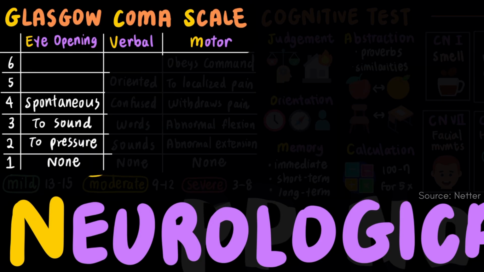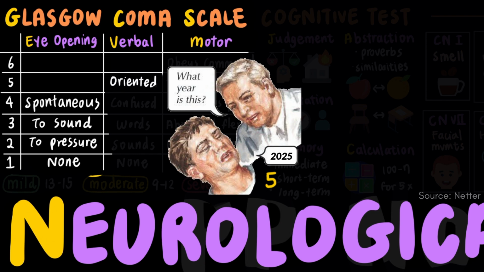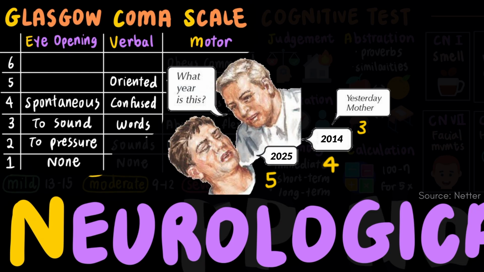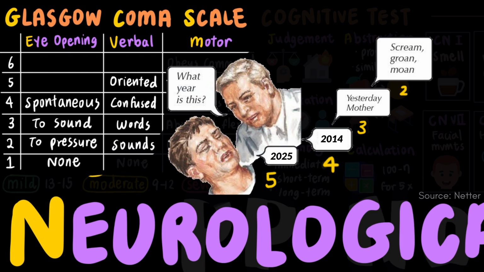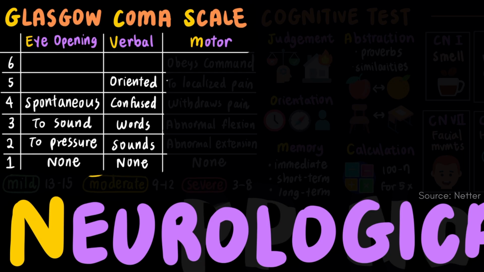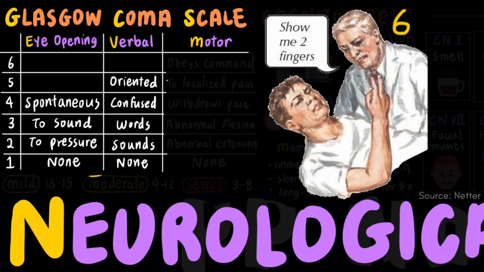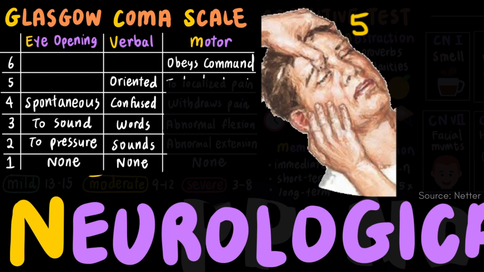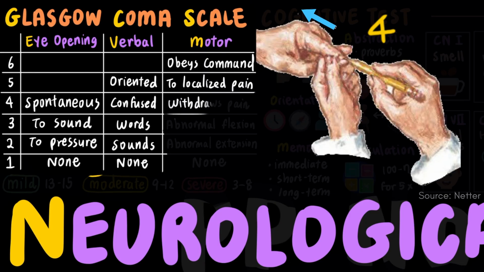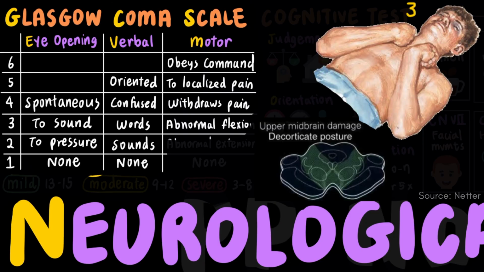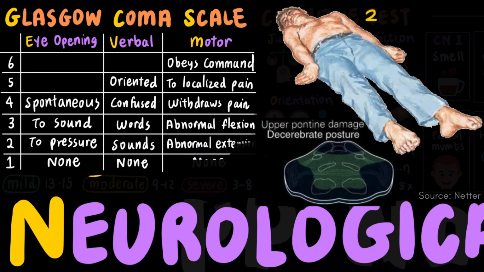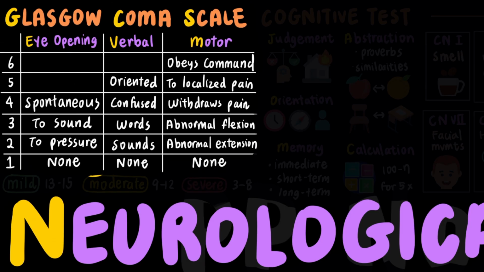For verbal response, 5 points if the patient is oriented and speaks normally, 4 if they're confused, 3 if they use inappropriate words, 2 if they make only incomprehensible sounds, and 1 if there's no verbal response. And finally, for motor response, 6 points if the patient obeys commands, 5 if they localize pain, 4 if they withdraw from pain, 3 if they show abnormal flexion, also called decorticate posturing, 2 if they show abnormal extension, also called decerebrate posturing, and 1 if there's no motor response.